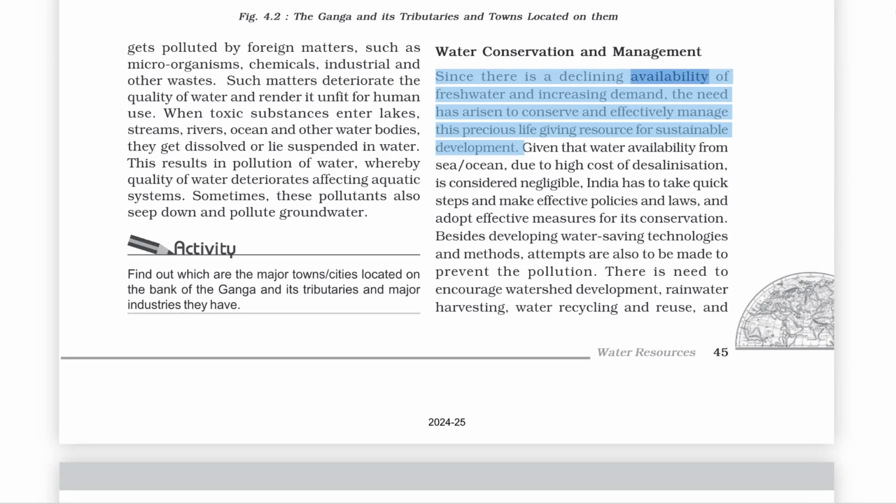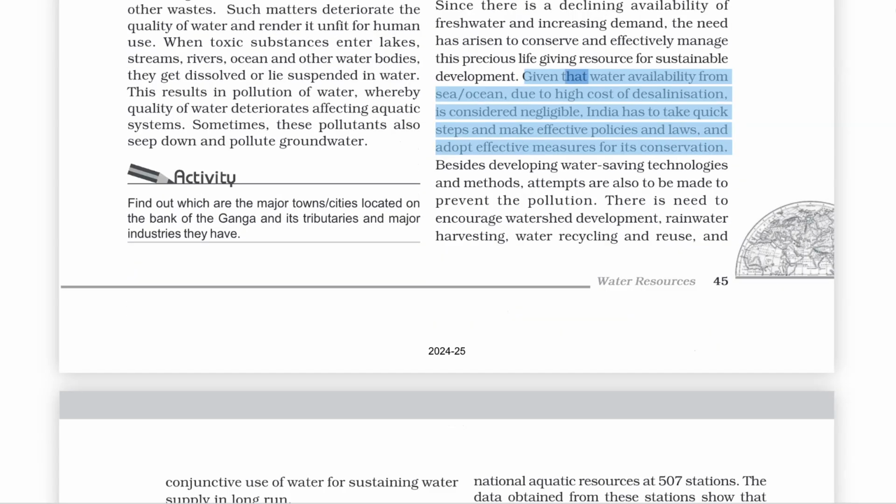Since there is a declining availability of freshwater and increasing demand, the need has arisen to conserve and effectively manage this precious life-giving resource for sustainable development. Given that water availability from sea/ocean, due to high cost of desalination, is considered negligible, India has to take quick steps and make effective policies and laws, and adopt effective measures for its conservation.